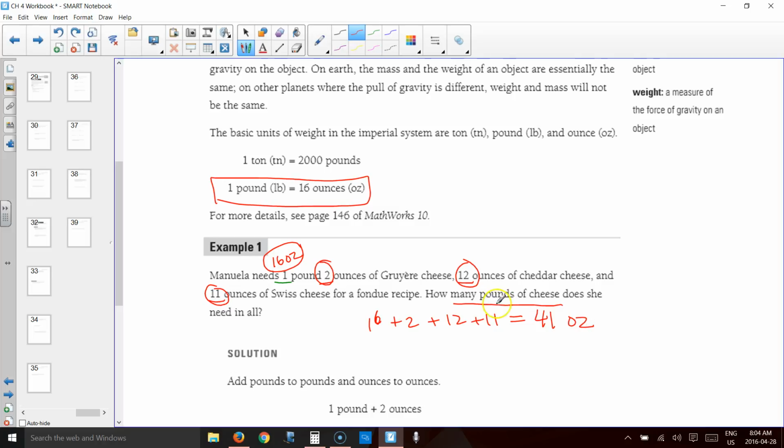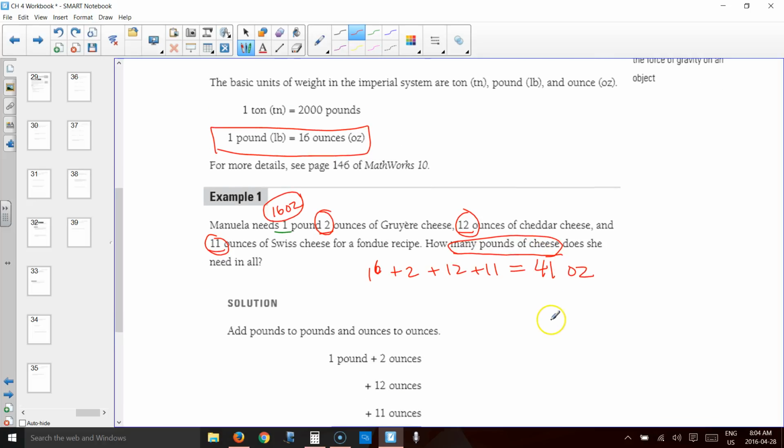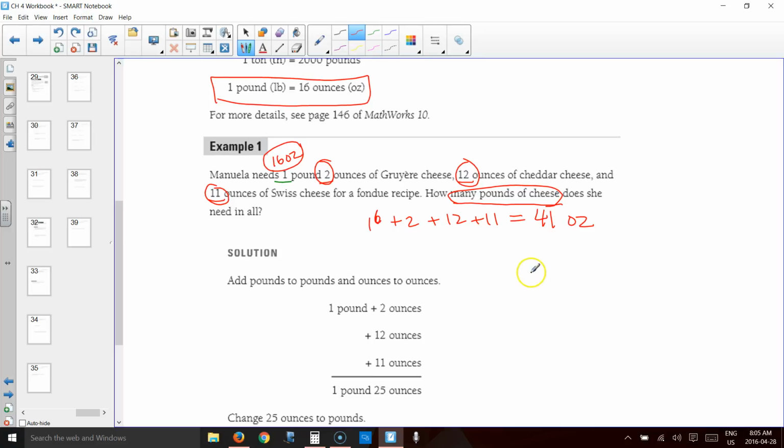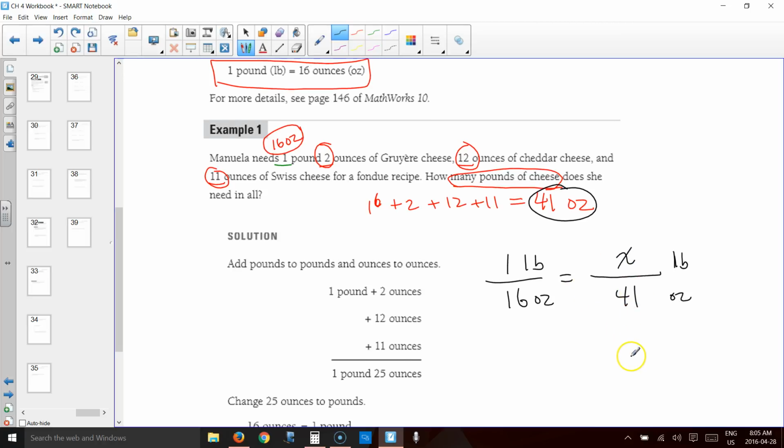But the question wants to know how many pounds of cheese does she need. So if we have 41 ounces, we can do a proportion and find out how many pounds that is. Let's take a look. We use our conversion rate that says 1 pound is 16 ounces. Draw our equal sign, our line, our ounces, our pounds. And let's place this 41 ounces in the right spot. Well, ounces are on the bottom. Let's put it down here. 41 ounces is how many pounds?